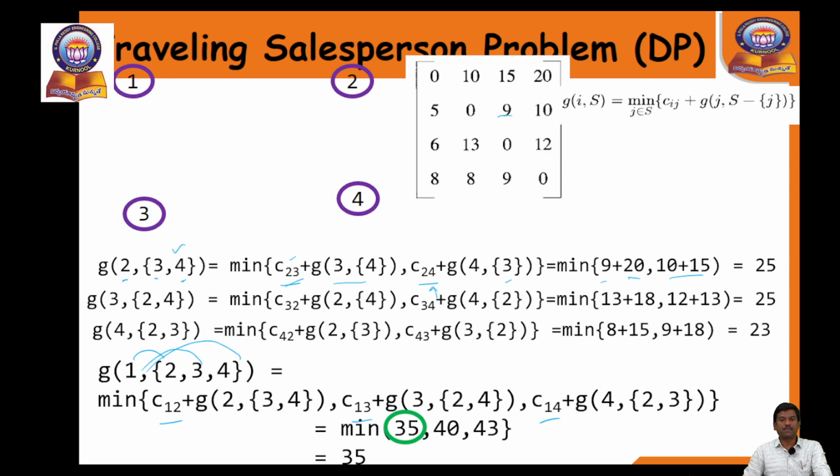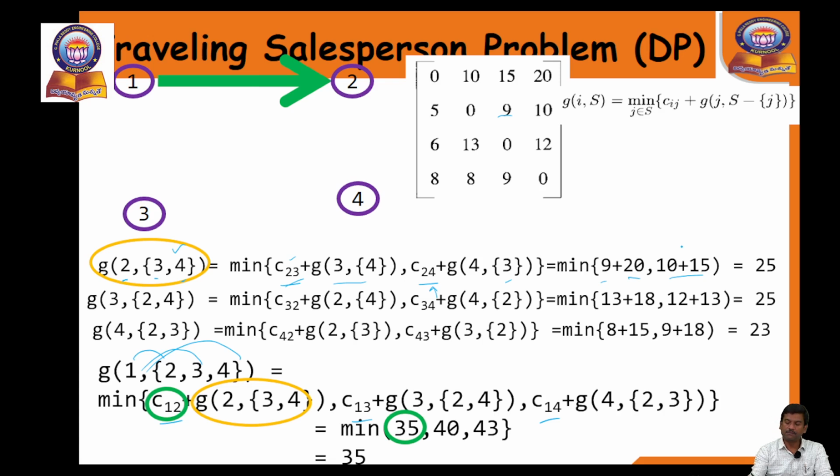And which part has led to the 35? That is the first part, C12 plus G of 2 comma 3, 4. Observe the cost C12: that indicates the path from vertex 1 to vertex 2. In the next case, G of 2 comma 3, 4, observe what is the minimum. Between 29 and 25, 25 is the minimum. And which part has led to it? That is C24 plus G of 4 comma 3.